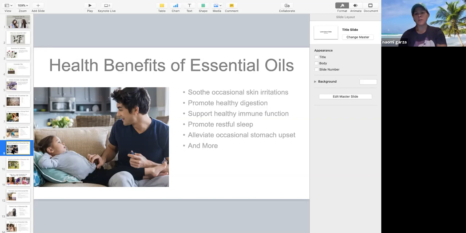Big issues, small issues. They promote healthy digestion and support our immune function. So in a huge sense, they're going to aid our immune system. Great for sleep. They are great for stomach issues. Oh my goodness, and even more.